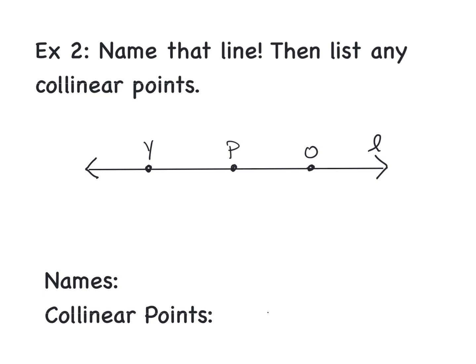All right. This one says name that line, then list any collinear points. So let's start out with the creeper letter. What is the creeper letter here? L. What word do I put in front of L when I'm naming it if I'm talking about a line? Line. That's simple, right? It's a line. Write the word line. Line L. Do I put anything else with the creeper letter? No. It's on its own.